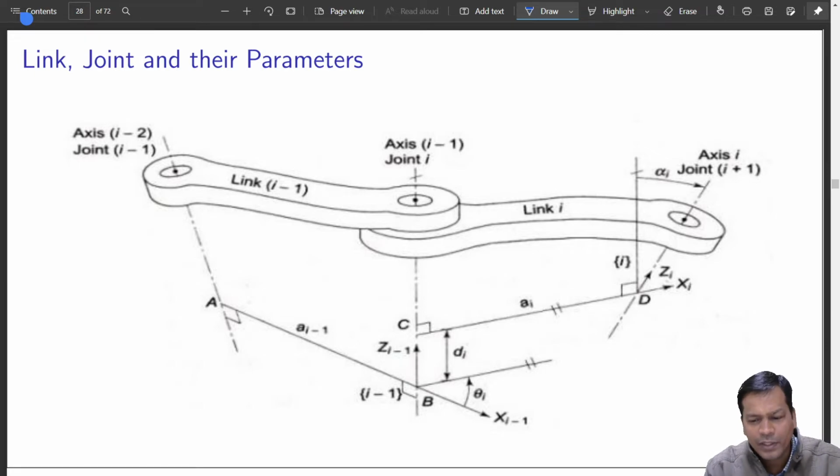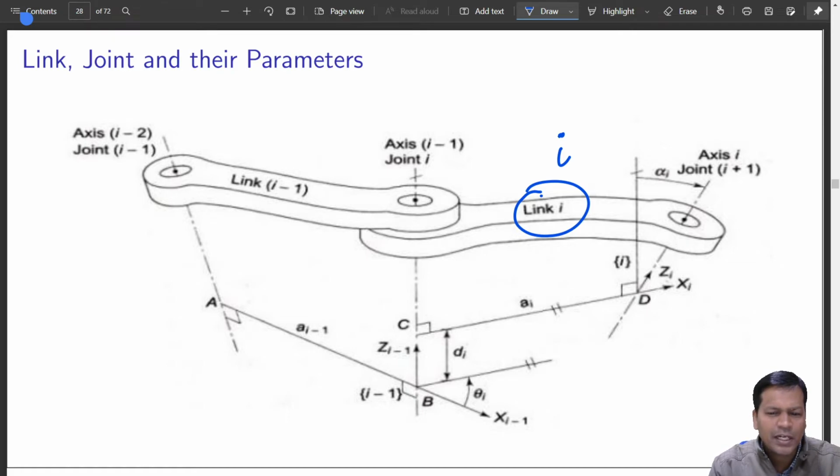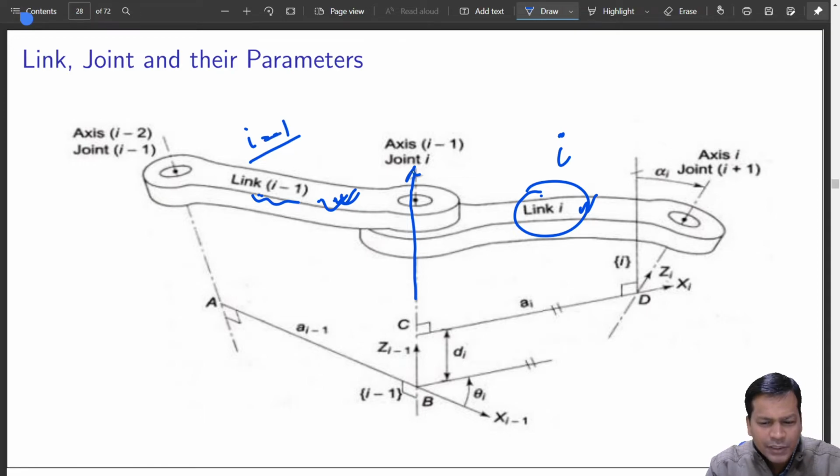Let us say you have a link called the ith link. So how will we go about it? Let us start with rotation first. This link will rotate about the frame which is attached to the previous link. So if this is the link, this will rotate with respect to this axis. This axis is placed on the (i minus 1)th link. This is the (i minus 1)th link, and this is its own joint.